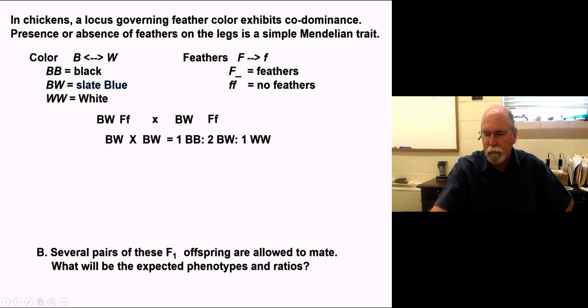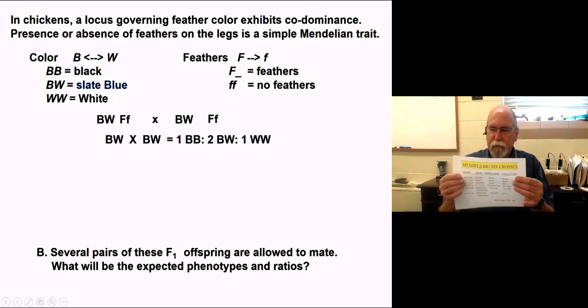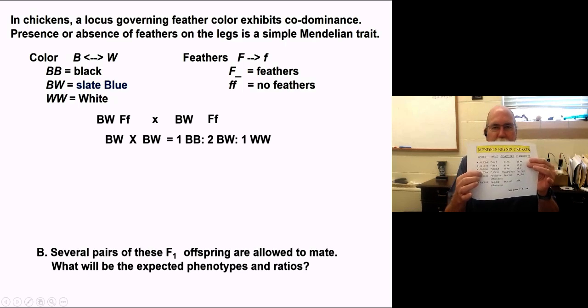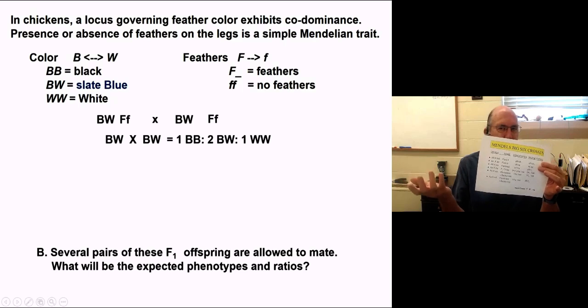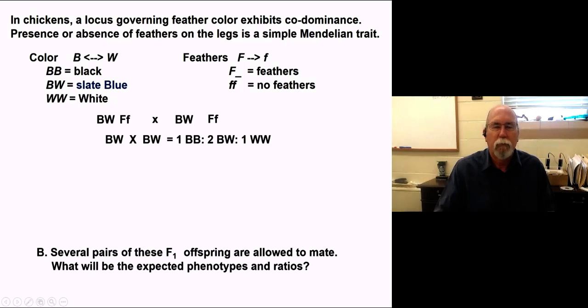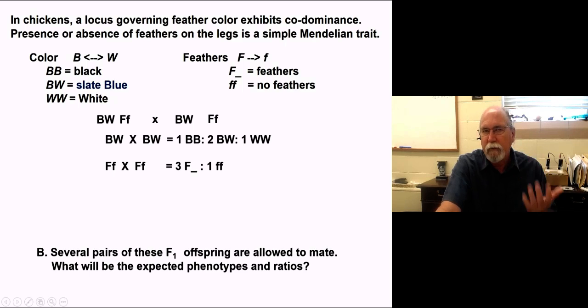Okay. Again, Mendel's Big Six has not failed us, right? We're simply doing this cross right here: big A little a times big A little a. Going to be a 1 to 2 to 1 ratio. Now, because of codominance, right? That's what we have here, codominance. We're going to get a direct relationship between the genotypes and the phenotypes for this locus. So we're going to see one black for every 2 blues for every 1 white, right? That's what we expect. It's not the same for the feathers because that's a dominant recessive system.